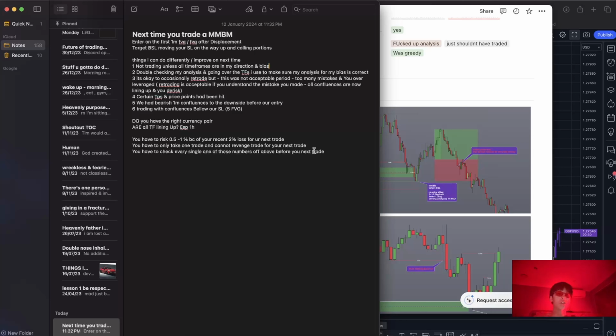I shouldn't trade if certain take profits and price points have already been hit, and I should not trade if we have 1 minute confluences. Even if the daily, 4 hour, 1 hour, 15 and 5 minutes is bullish, if we don't have 1 minute confluences, I'm not allowed to enter, and I'm not allowed to trade with confluences below my stop loss. So I have to do all of those for my next trade.